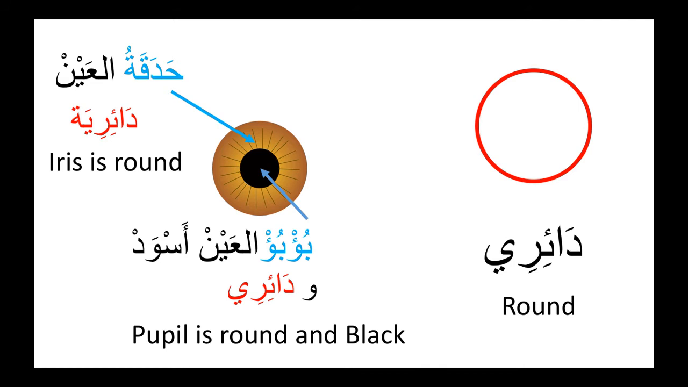حدقة العين دائرية. حدقة is مؤنث and that is feminine. That's why we say دائرية. We add ت at the end. بؤبؤ is masculine. That's why we say دائري.